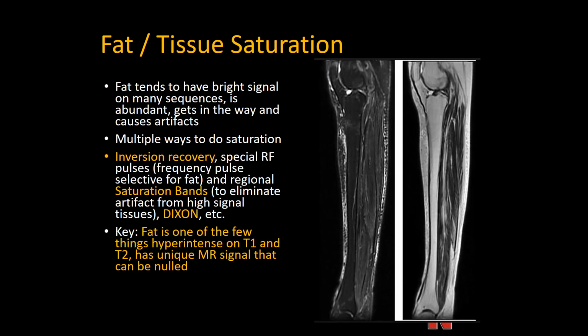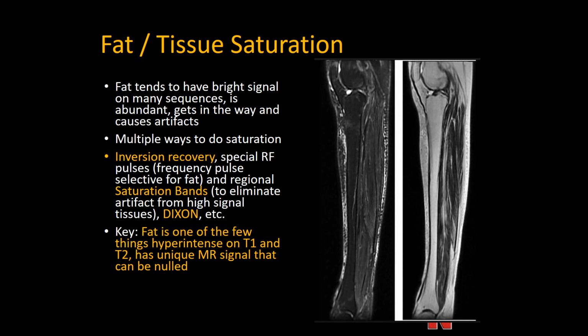Fat and tissue saturation. So a little bit about this. Fat tends to be bright on many pulse sequences. It's very abundant, especially in people like myself. It gets in the way and causes artifacts. There's multiple ways to do fat saturation. There are inversion recovery, where special RF pulses at the initiation of the sequence are used to nullify fat.